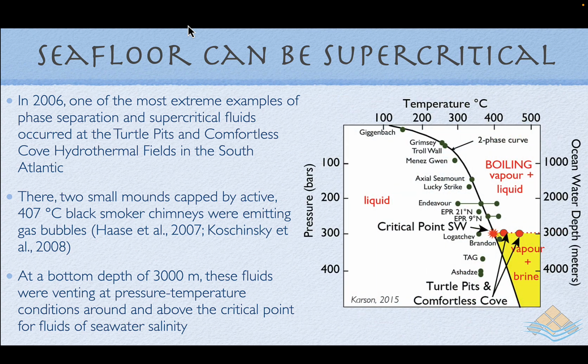So if we plot up the measured temperatures around a range of hydrothermal vents in mid-oceanic ridges around the world, we can see that most follow that typical sub-supercritical temperature line. And I've plotted in a number of the various documented temperatures, pressures and water depths for a range of hydrothermal vents. Notice how the Turtle Pits and the Comfortless Cove sit out beyond the critical point, in what is the edge of the supercritical association.